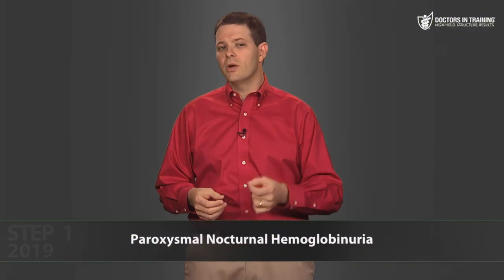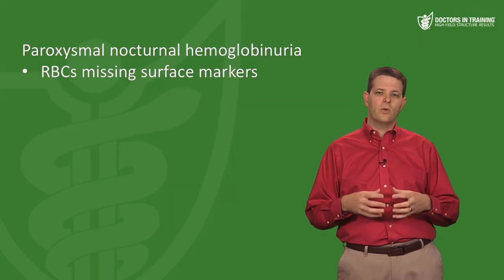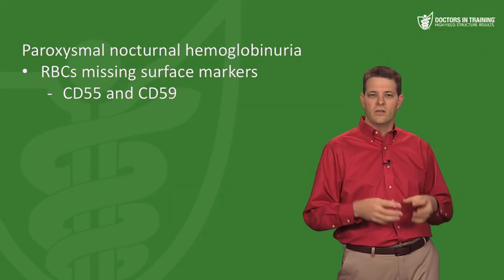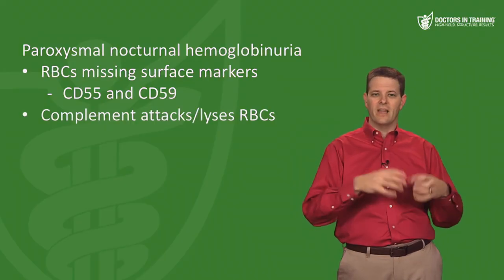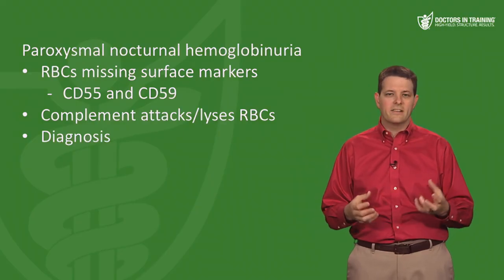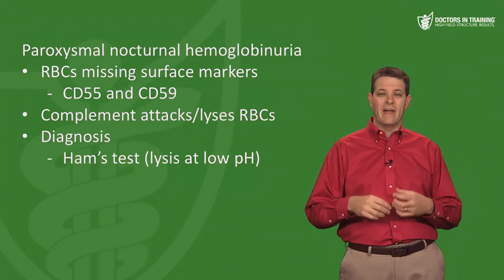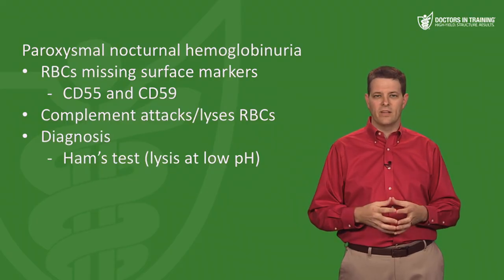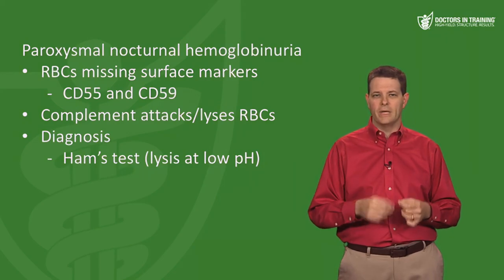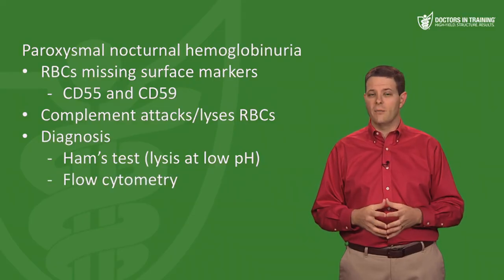Paroxysmal nocturnal hemoglobinuria is another cause of hemolysis, and again, we discussed this in immunology. This is where the red cells are missing the surface markers CD55 and CD59, so that complement attacks those red cells and lyses them. So do you remember what the test for PNH was? The classic test is called Ham's test, where you add some acid and you lower the pH, and that activates complement and lyses the red cells. So a positive Ham's test is where you have red cell lysis at a low pH. But that test isn't really used much anymore. Nowadays we do flow cytometry.